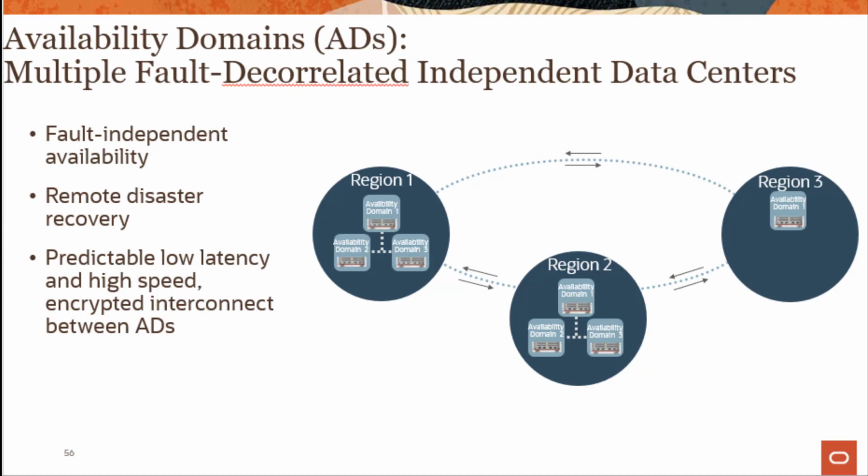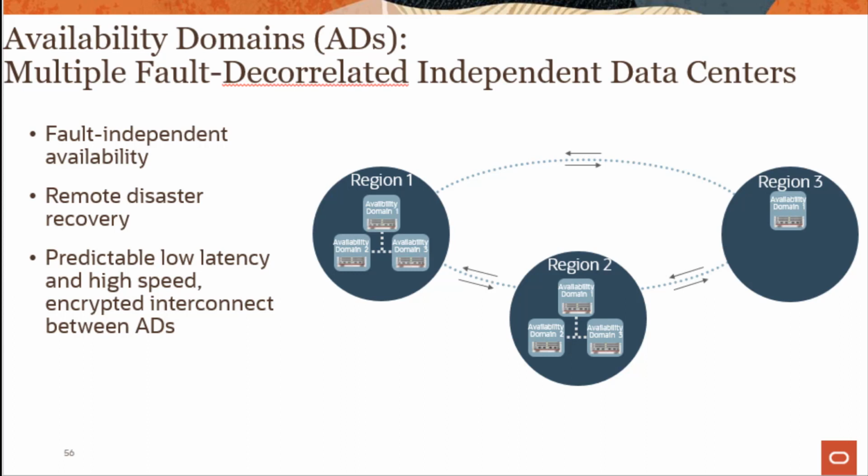So the ADs or availability domains are physically separated from each other, and that by default then provides protection against any kind of natural or other disasters. So as we can see from the region 1, region 2, and region 3 diagram here, some regions have multiple ADs and some new regions are coming online with one AD for now, but additional ADs will be added.